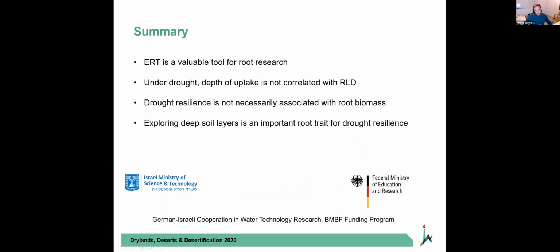So trying to summarize, first, I think that in this work, we are able to show that ERT is really a valuable tool for root research. Under drought condition, the depth of uptake is not correlated with the root length density because we have compensation. Drought resilience is not necessarily associated with root biomass. And this is something that we need to consider when we think about root phenotyping, so which root trait to choose. Exploring deep soil layers is an important root trait for drought resilience.